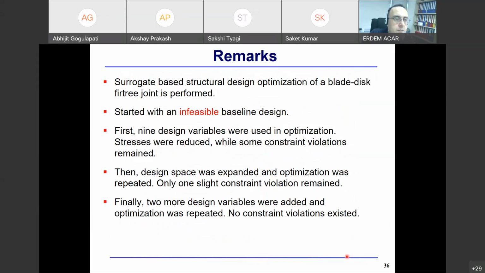And as I said, we started with an infeasible design point. First, we started with 9 design variables. We saw that stresses were reduced, even though some constraint violations remained. Then we expanded our design space, and some of the constraint violations were removed, leaving only one slight constraint violation. In order to get rid of this violation, we added 2 more design variables into the problem. And at the end, we didn't have any constraint violations.